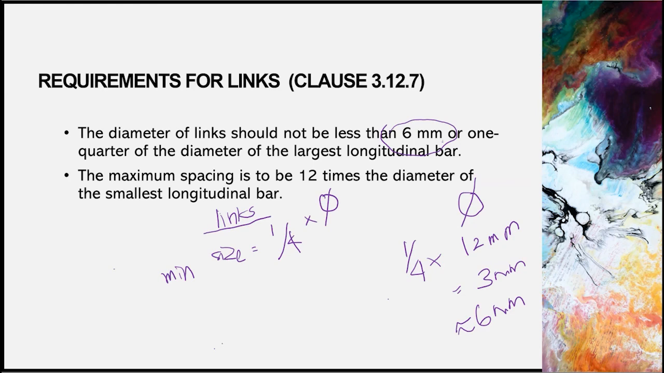And kalau katakan contohnya lagi satu, you punya bar ni 32 mm. So 1/4 darab 32 adalah berapa? 8 mm. Okay lah, so kita akan pakai 8 mm, sebab 8 mm lagi besar pada 6 mm yang adalah the minimum size. You dapat rendah, you ambil 6 mm. You dapat lebih, pakai value tu.